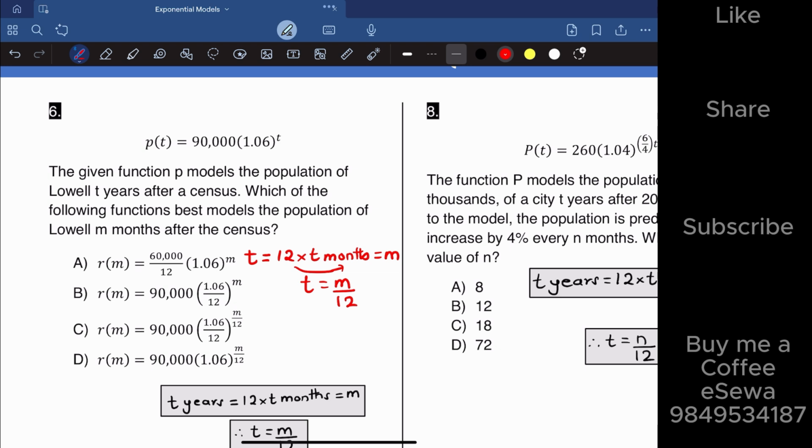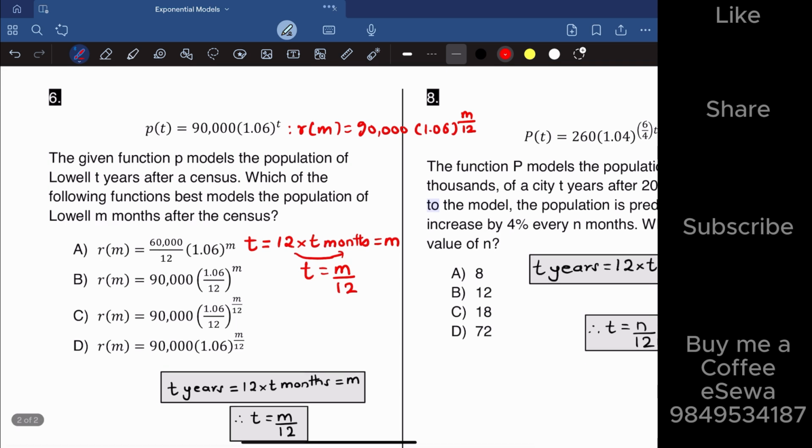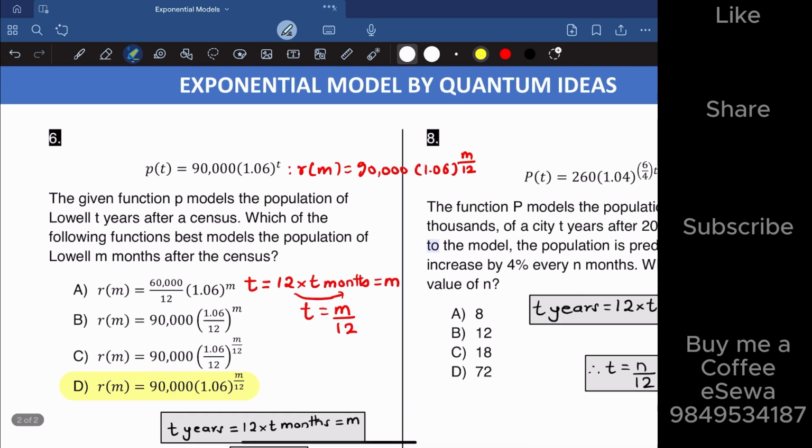So see here, now we can write this equation as: P is changed to R, according to the option. Now T becomes M, everything else is the same, no problem. And this is 1.06 to the power T, which becomes M over 12, simple. So that is your answer. You can do it like that. Then let's see the options. Not this one, I think it's D. D is your answer.